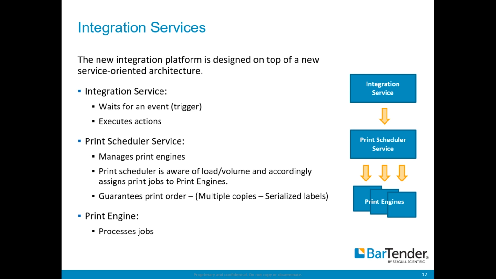The integration service at the top that we see there waits for an event such as a file to drop. It also executes actions like deleting a file once processed. The print schedule service manages your print jobs, and most importantly, very importantly, it guarantees the order of your print jobs. Now BarTender 2016 does this all on its own without any special setup or particular settings. So essentially you build your integration and you deploy it, and it just simply works.